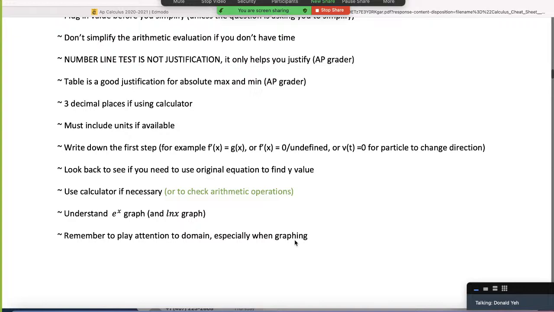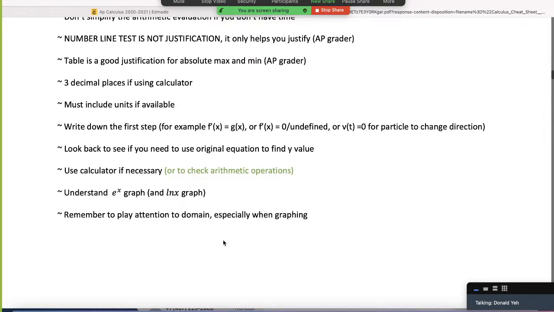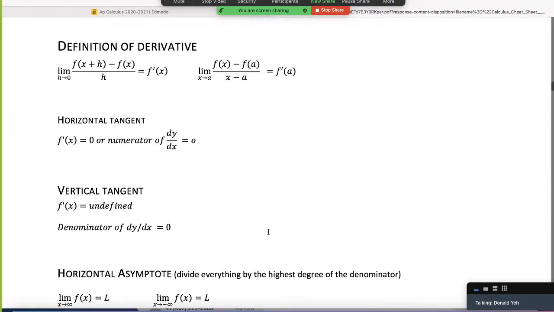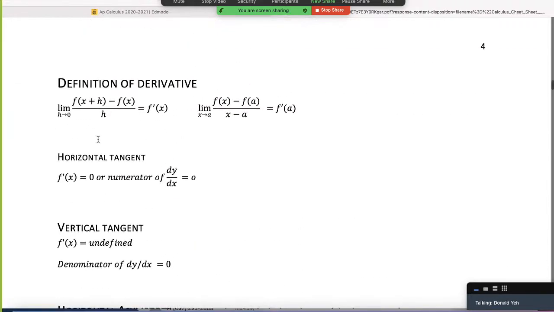Make sure you're solving for 0. If I were to list one more thing here, to solve an equation, the best way is to graph it. Set the equation equal to 0 and look for the x-intercept. Those are the things that you need to know. Those are the tips. Definition of derivative.